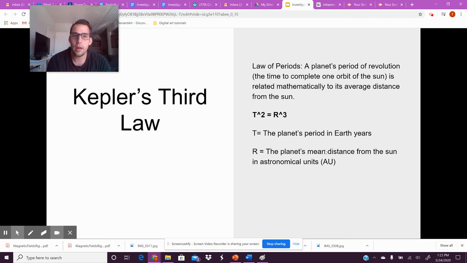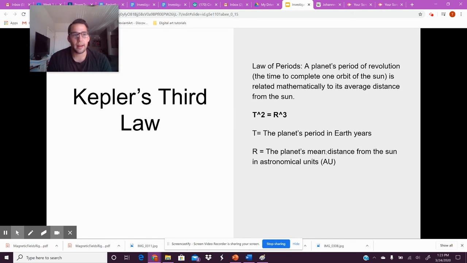Kepler's third law states that a planet's period of revolution, the time to complete one orbit of the sun, is related mathematically to its average distance from the sun. And the best way to understand this is just looking at that equation, T squared equals R cubed. T is the planet's period in Earth years. So the period of the Earth is going to be 1. It takes 1 Earth year for Earth to go around the sun.